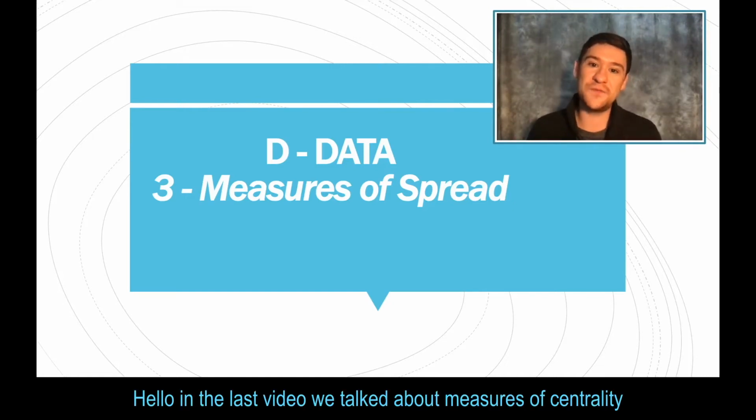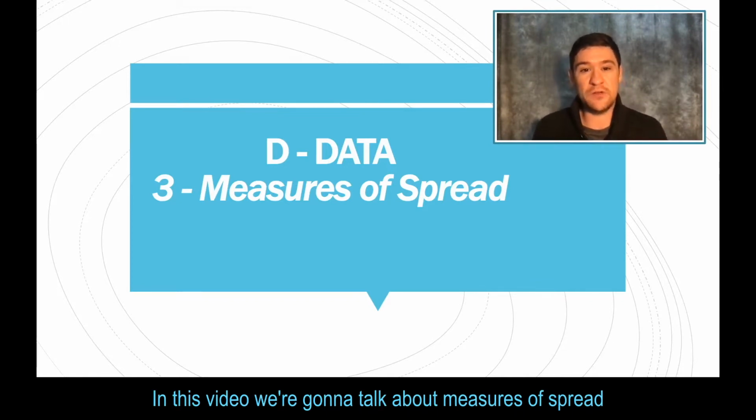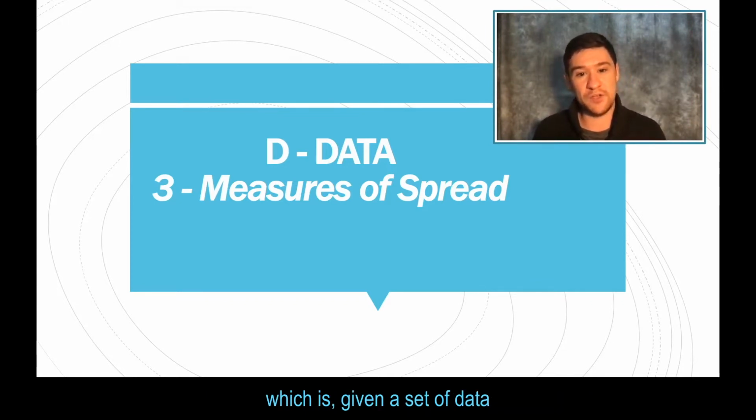Hello, in the last video we talked about measures of centrality. So roughly, given a set of data, roughly where was the data? In this video we're going to talk about measures of spread, which is, given a set of data, how far away are they from the center?